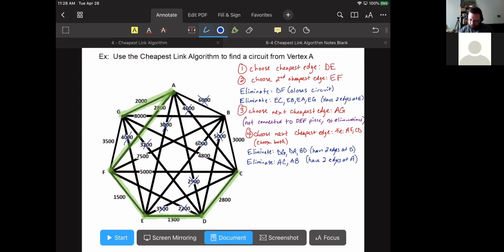We would also eliminate the other two edges from F, which are GF and FB, because we have two edges at F now. So the 3,500 and the 7,500, oh, I missed one, and FC, the 5,000, because we already have two edges at F. Okay?